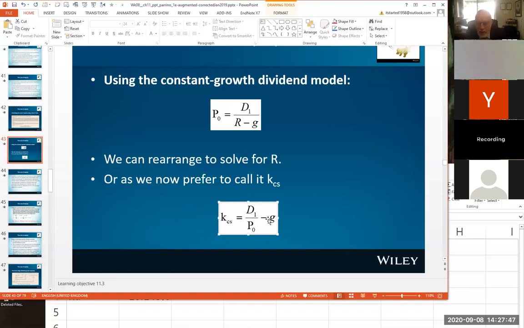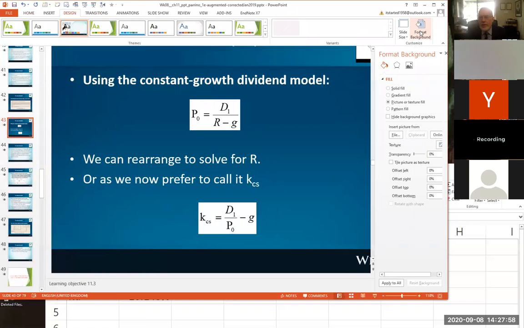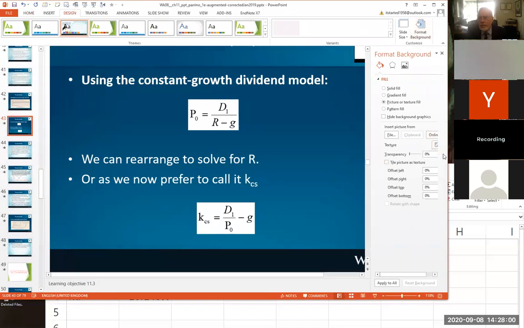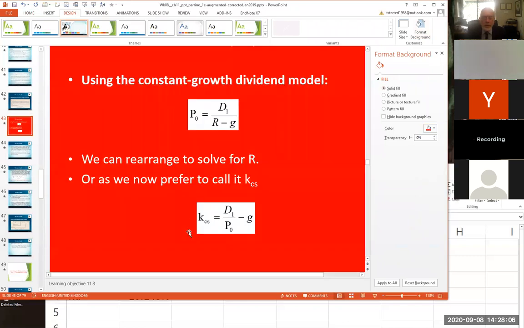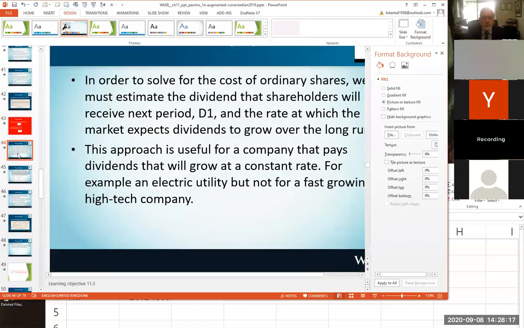I don't know if I can actually change this slide on the run, but what I will do on the run, where's my design page, format the background. I am going to put that in a solid fill, and I'm going to make it a red background, right? I'll fix that for you and see if I can get it onto Moodle for you. But just notice that should be plus G. Yeah. No, thanks, Yoki. Okay. Well, okay. Let's carry on.